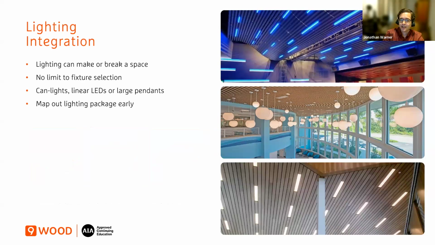Lighting integration is important, even with other fixtures and such. It definitely can make or break a space. But with wood ceilings, there's really no limit to fixture selection. A lot of different fixtures, as you can see here in the photo, are available and can be coordinated between the manufacturer and the acoustical sub during installation. Can lights, linear LEDs, large pendants can actually fit, as you can see here, in between wood members.